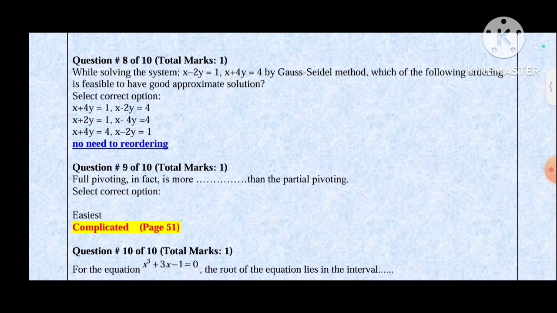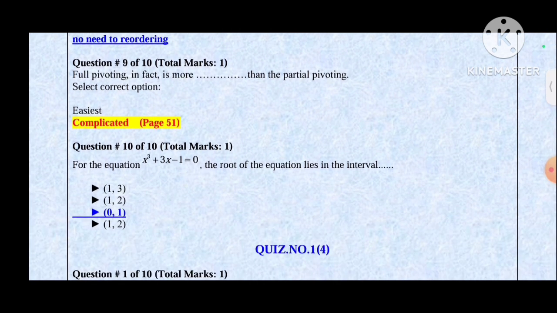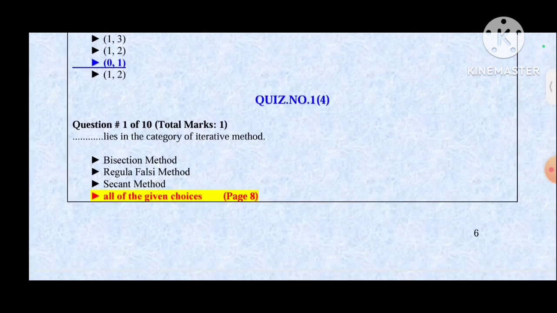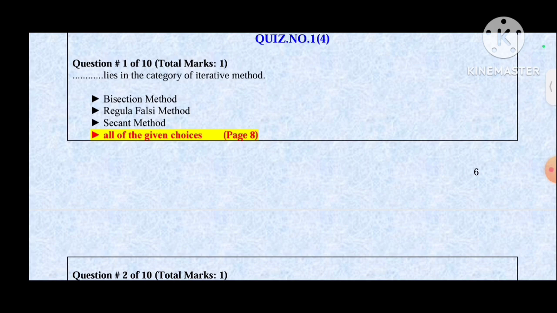Have no solution. Full pivoting is in fact more complicated than partial pivoting. For the equation x cube plus 3x minus 1 is equal to 0, the root of the equation lies in the interval 0 and 1. Dash lies in the category of iterative methods. Iterative methods include the bisection method, regula falsi method and secant method.